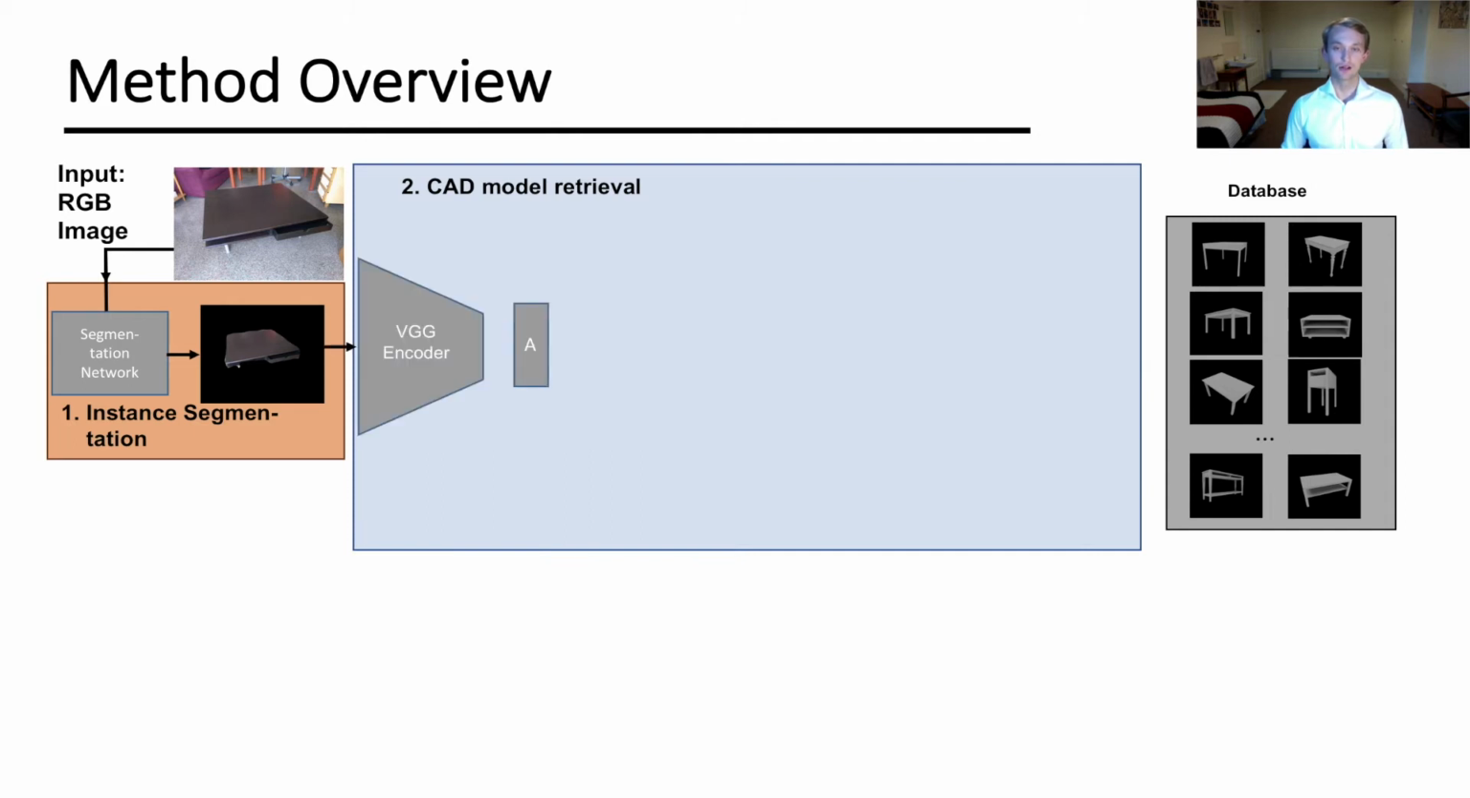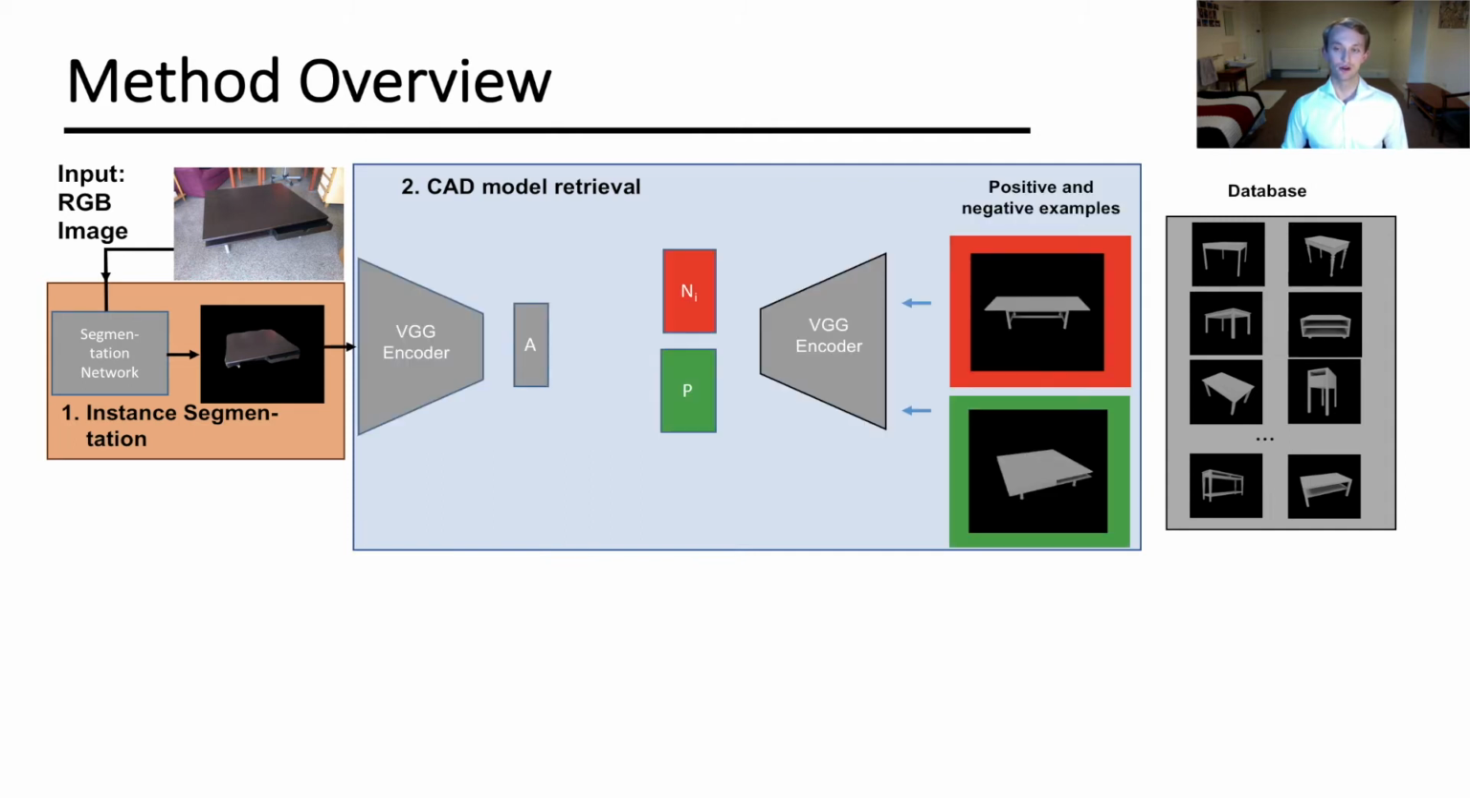This encoding network is trained in a contrastive learning framework. For a given masked RGB image, positive examples corresponding to the same CAD model in a similar orientation and negative examples corresponding to different rendered CAD models are found. Their encodings are used in a triplet loss, which ensures that masked RGB images are embedded close to the renders of objects present in the image.